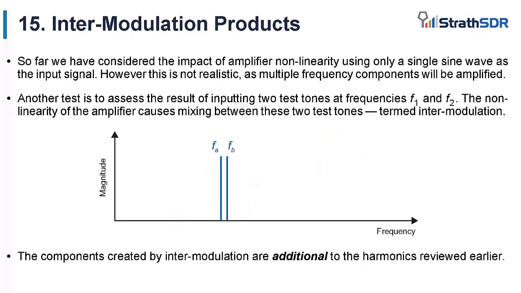So far, we've considered that the input to the amplifier was just a single sine wave. And clearly that's not realistic, because the signals that we transmit in practice will be composed of multiple frequency components. When multiple different frequency components are amplified, then we also have the problem of intermodulation between these terms. We'll start with a test of intermodulation where we input two frequencies F1 and F2, which are assumed to be quite close together. We will soon see the effect of intermodulation between these two terms, which is additional to the harmonics that we reviewed earlier on.